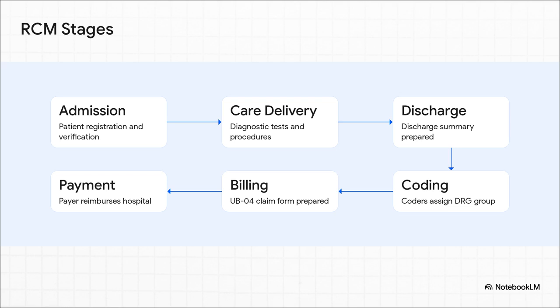But Step 4, coding and grouping, this is the crucial pivot point. This is the exact moment where pure medical data magically becomes financial data. Medical coders assign standardized codes, feed them into software called a grouper, and output the DRG, which then flows to billing and final payment. Literally, if Step 4 breaks down, the hospital just doesn't get paid correctly.